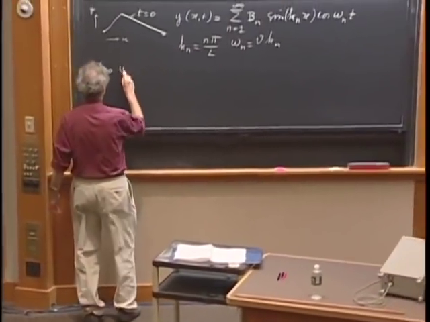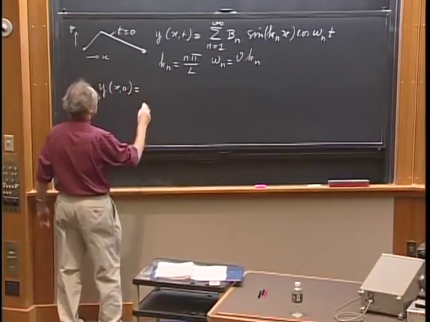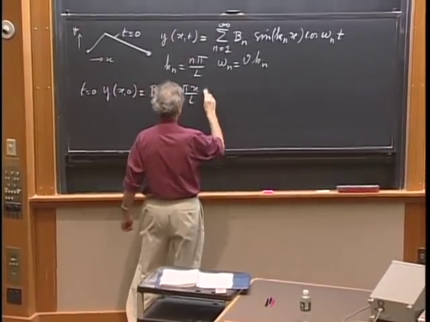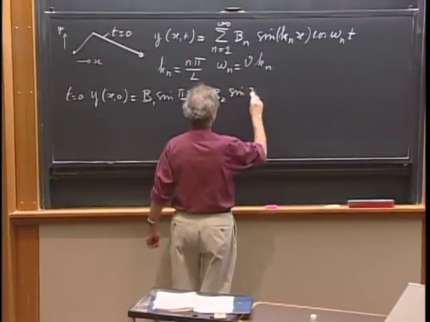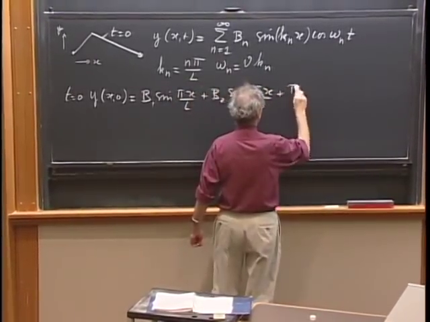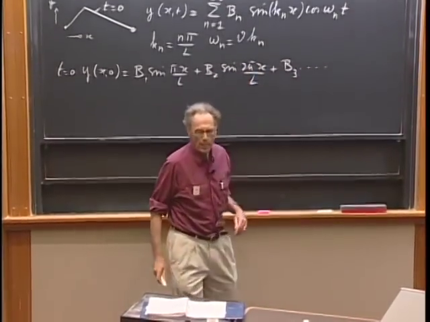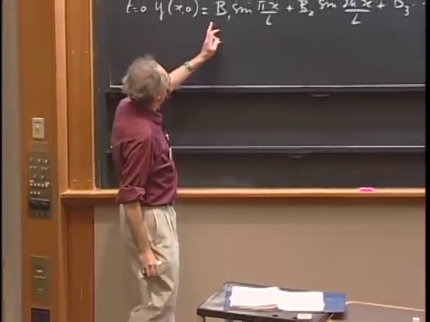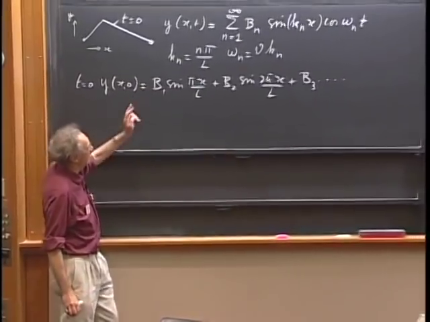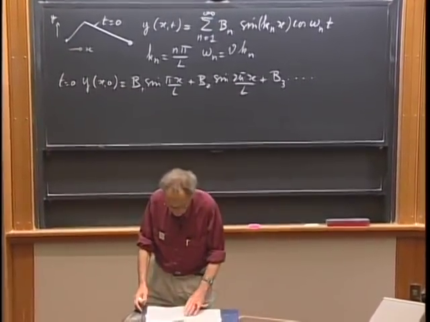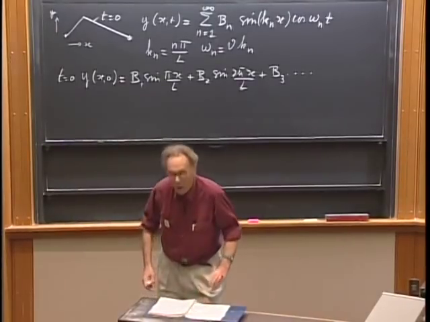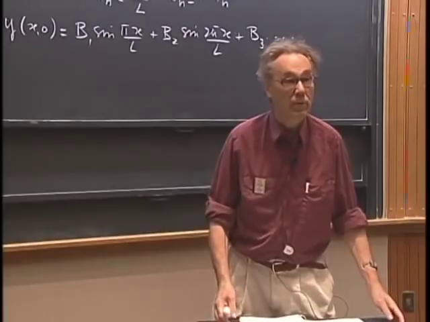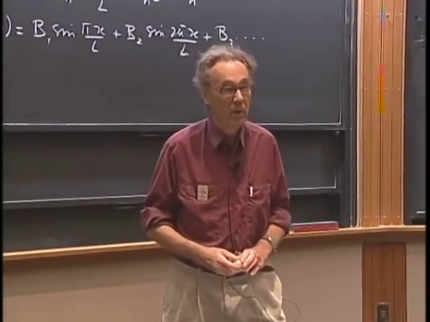So at t equals 0, y(x) would be b1 times the sine of pi x over L plus b2 times the sine of 2 pi x over L plus b3 and so on. And our task today is, what values of n are necessary to make that pulse, and what are then the amplitudes b that we have here? And that's what Fourier analysis is all about. Fourier was born in 1768, and he died in 1830. So this is work that was done a long time ago. A brilliant mathematician.